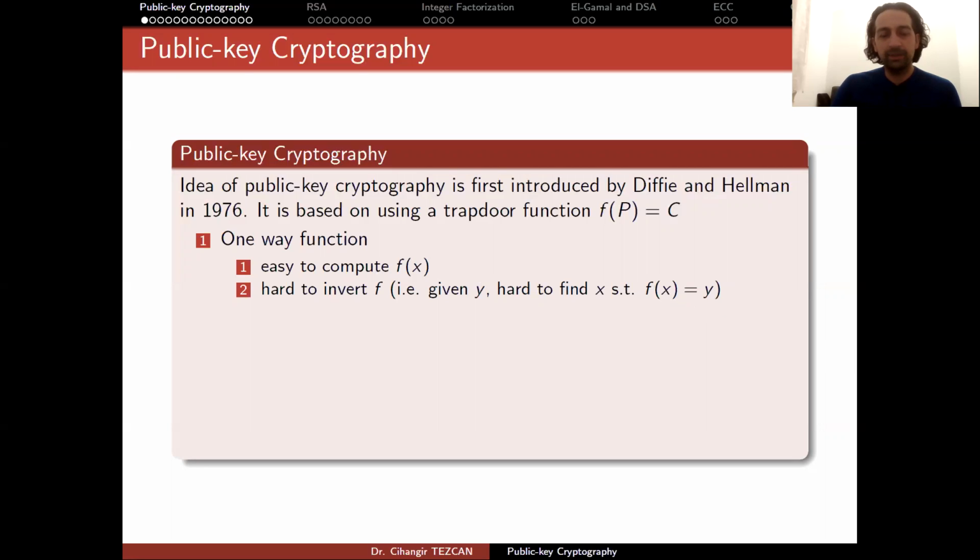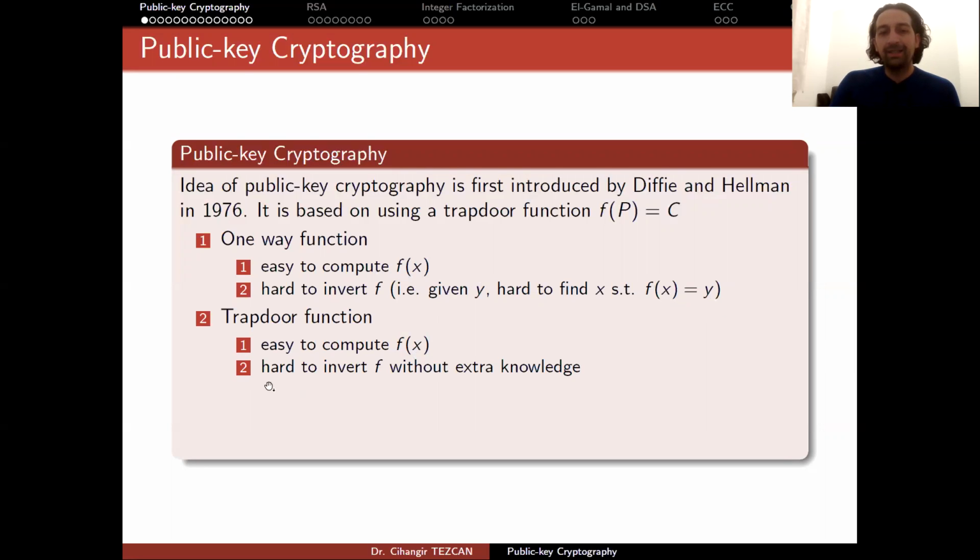So Diffie and Hellman define a different kind of function called a trapdoor function. The idea is almost the same. When given the input x, it is easy to compute f(x). And it is hard to invert f without extra knowledge. But the people who have the extra knowledge can easily invert f. So it is easy to find the inverse of f with an extra knowledge called the trapdoor.